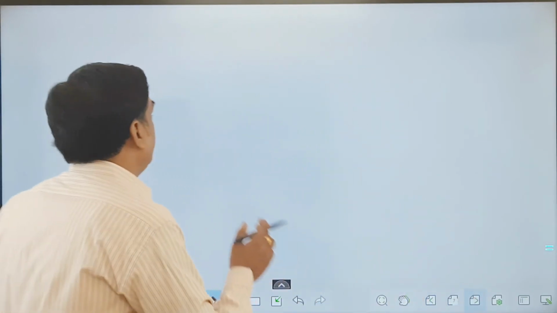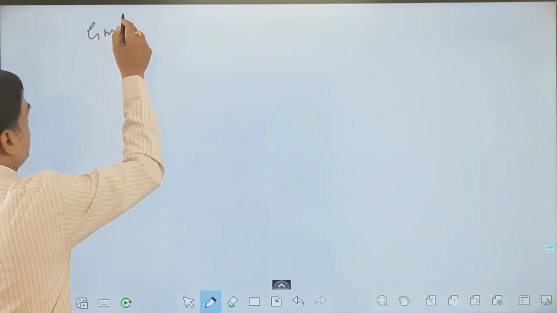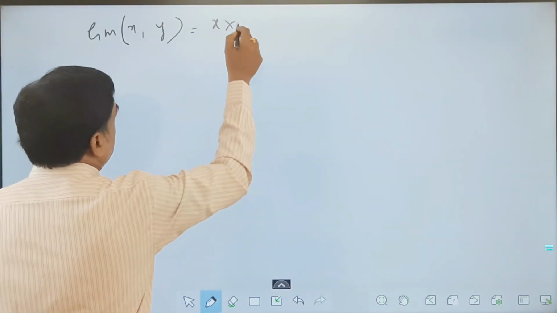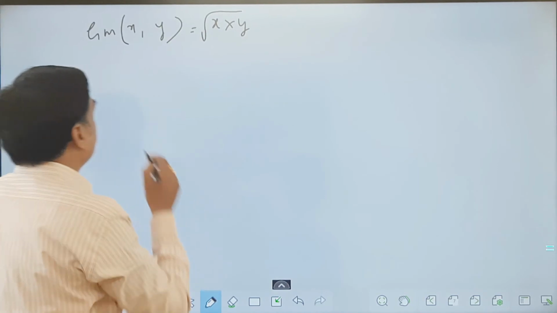Okay. Now next one, if I talk about the geometric mean of two numbers x and y, then it is the square root of x into y that is the geometric mean.